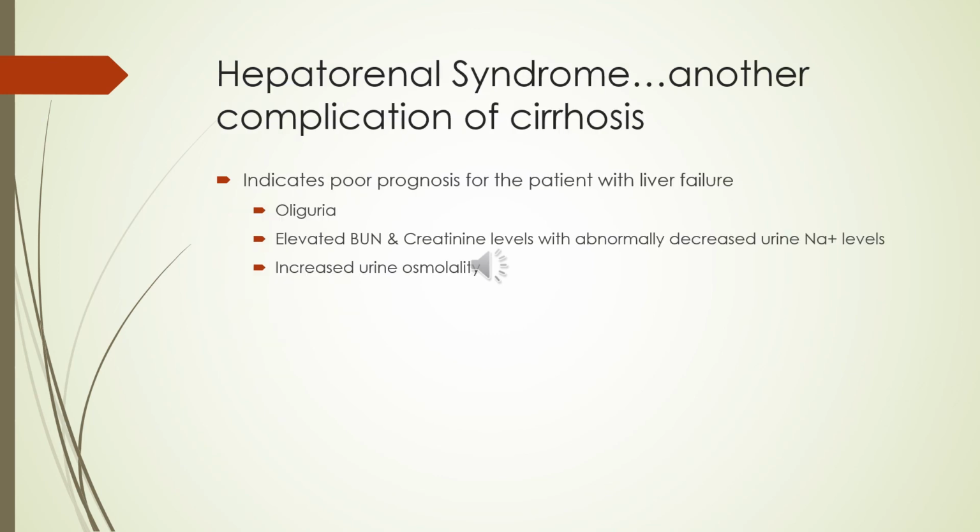Hepatorenal syndrome is also another complication of cirrhosis that I just want to touch base on, and it is an indication of poor prognosis in a patient that has cirrhosis and indicates liver failure. Oliguria is one of the signs and symptoms, where you're going to have a severe decrease in urine output, elevated BUN and creatinine levels with an abnormally increased urine sodium level, and also an increased urine osmolality.